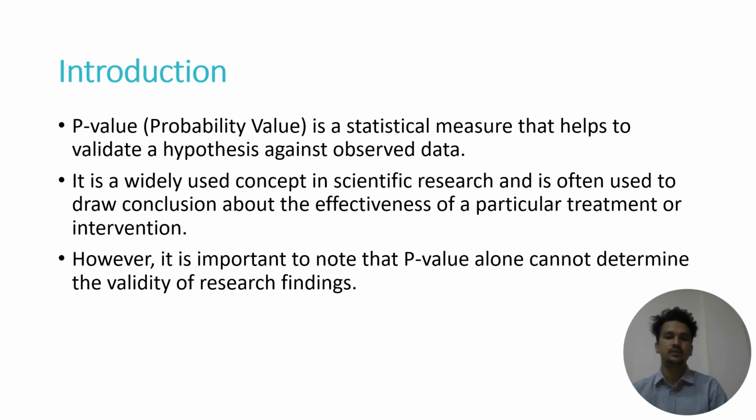Introduction. P-value. The full form is probability value. It is a statistical measure that helps to validate the hypothesis against observed data. It is a widely used concept in scientific research and is used to draw conclusions about the effectiveness of a particular treatment or intervention. However, it is important to note that p-value alone cannot determine the validity of the research finding.